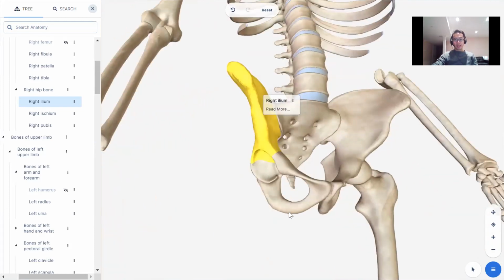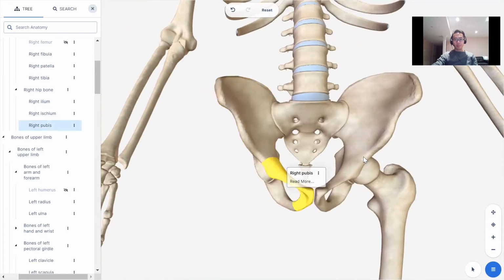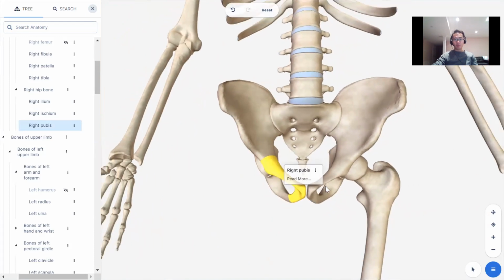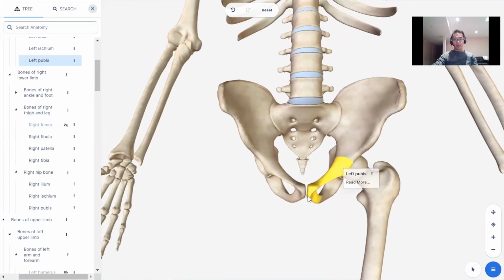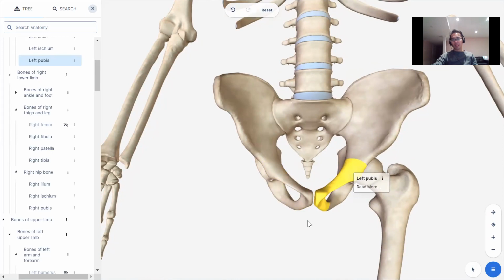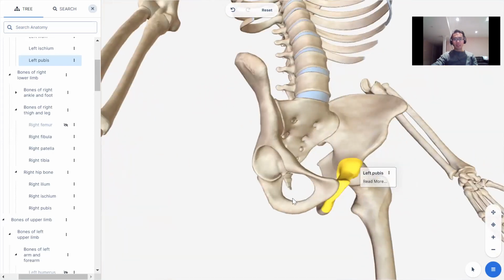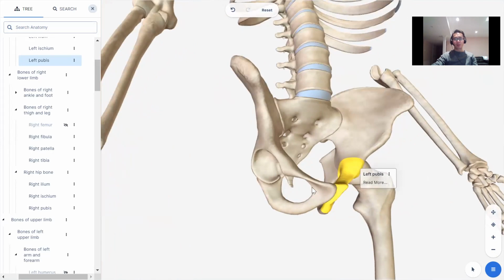Okay, at the front, we have this pubis. The right pubis connects with the left pubis at the front with a bit of cartilage. Again, I don't know why the cartilage is not showing up, but that is the pubic symphysis. Okay, we can label it later. There is a hole here. This hole is called the obturator foramen. Again, in your PowerPoint, obturator foramen.